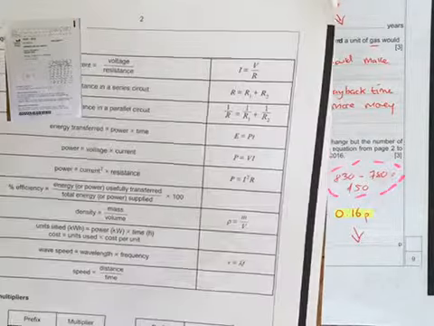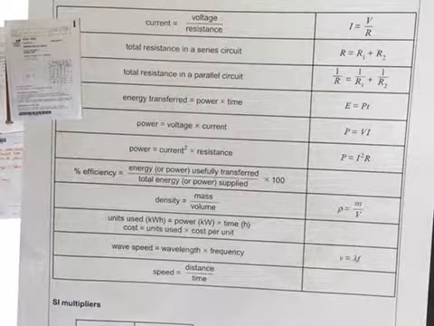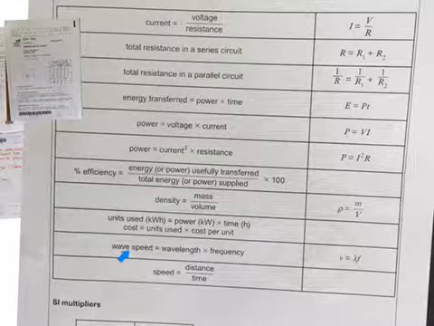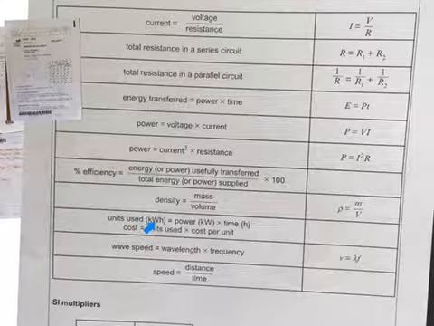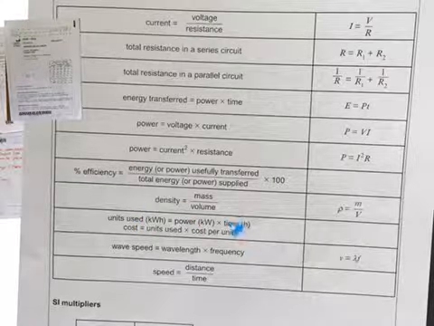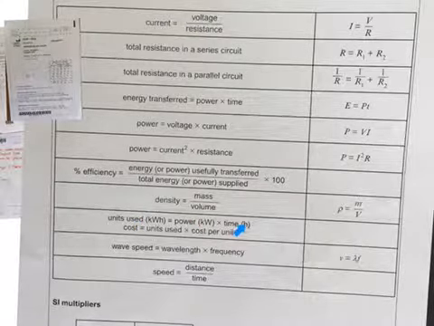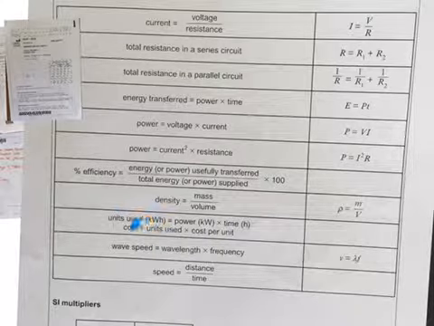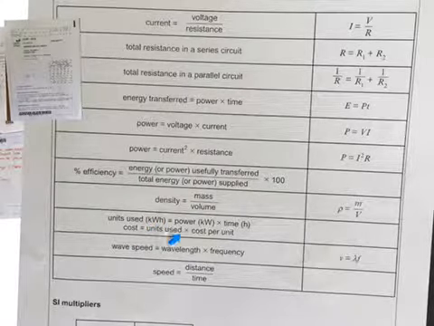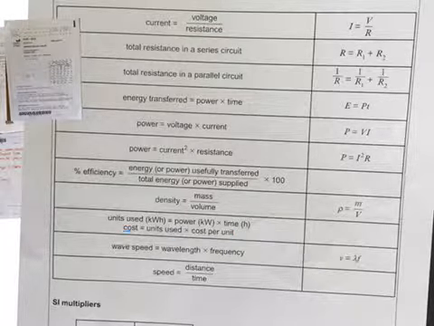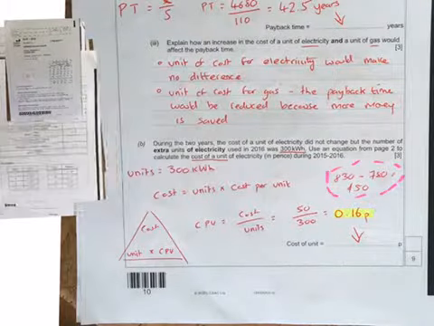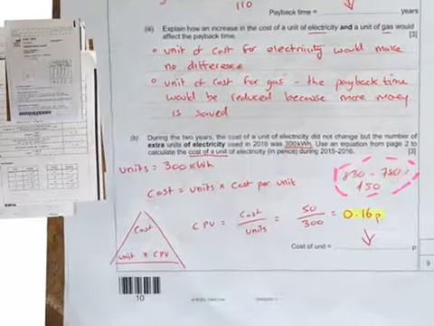From this equation from page 2, we've got units used, so that's what it's giving me. Then my power, and then my time. It's asking me for time. So it looks like, actually, I'm going to be using this one because it wants to know a cost per unit. It's giving me the units used, and I kind of know my cost as well, don't I? So let's have a look.